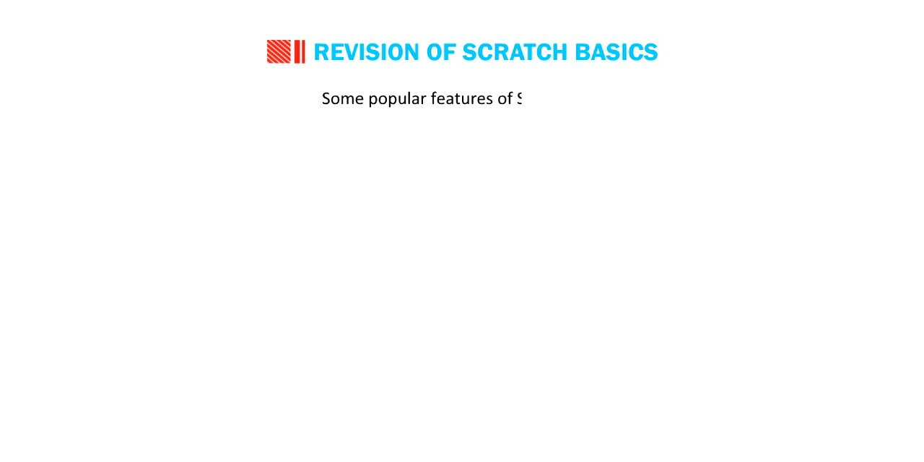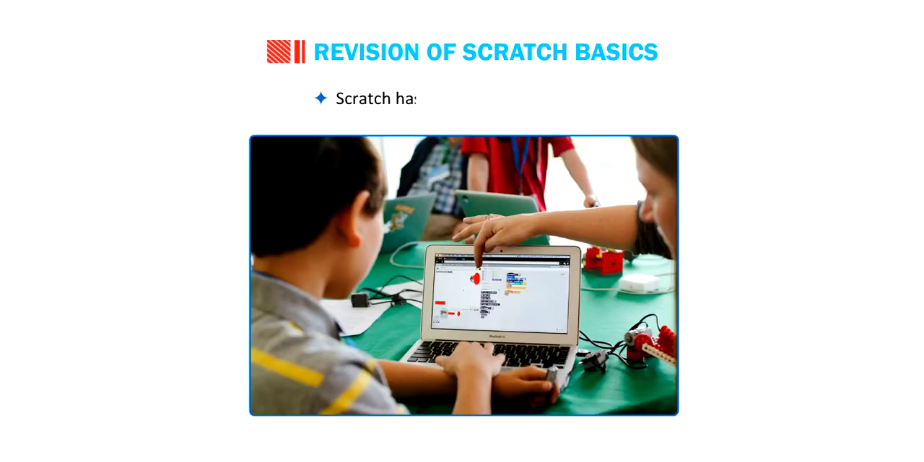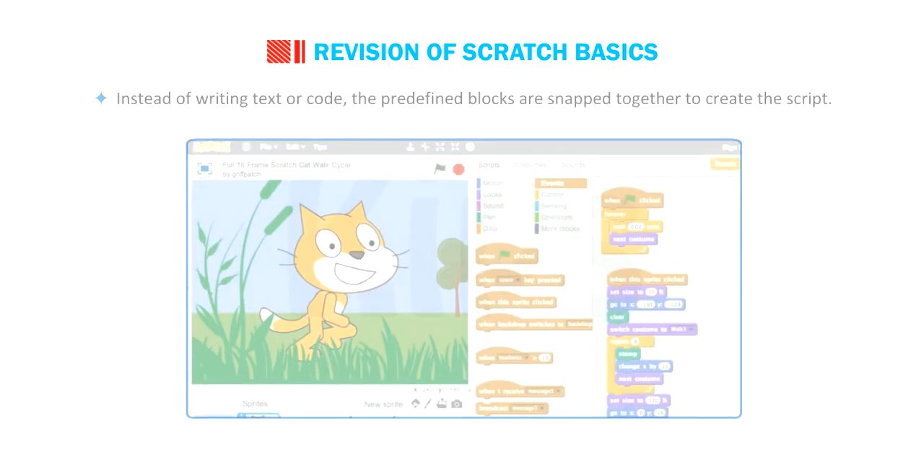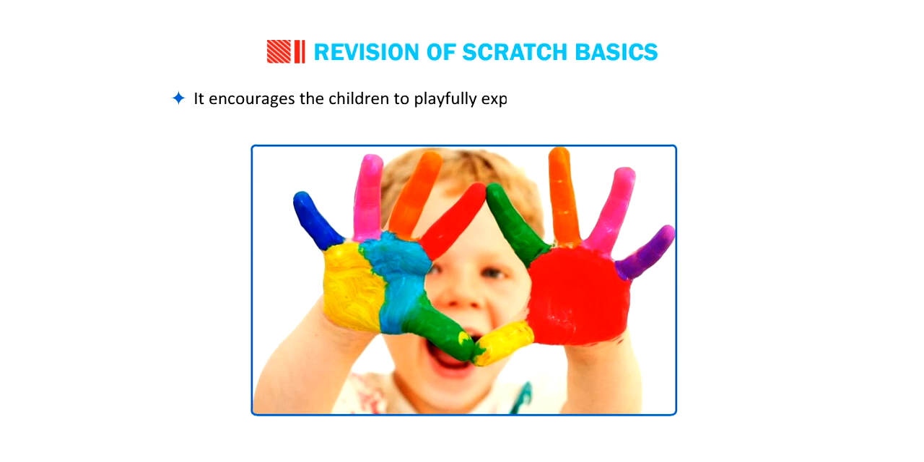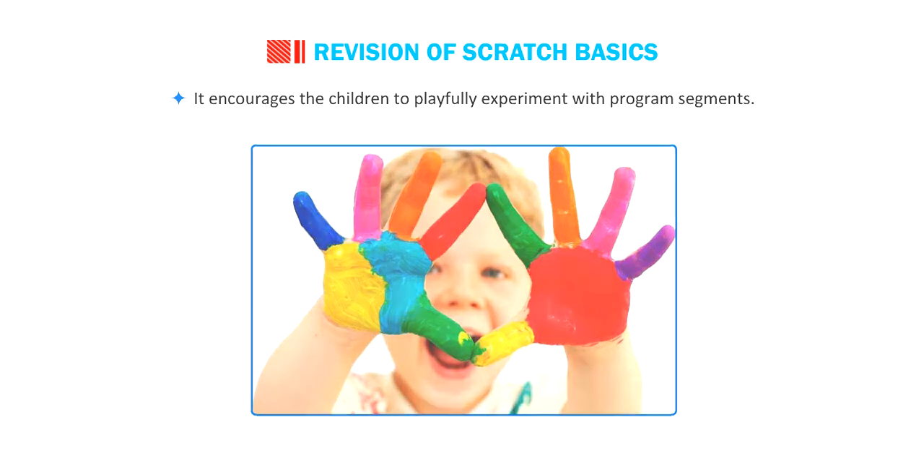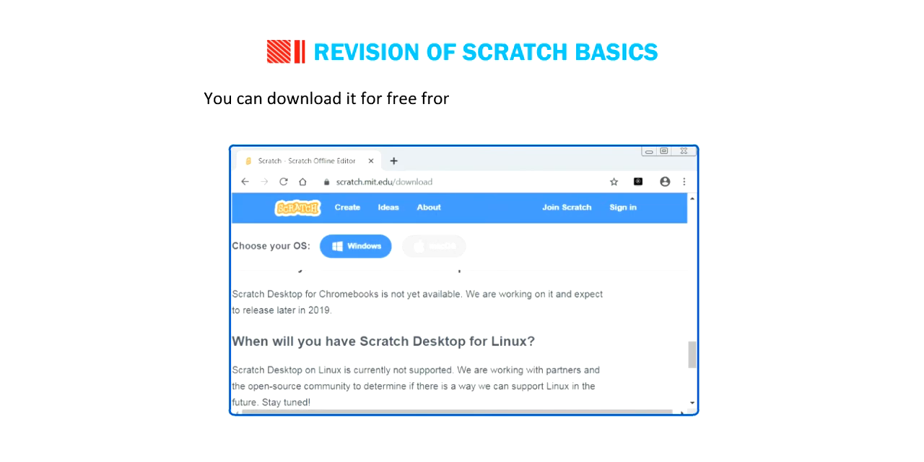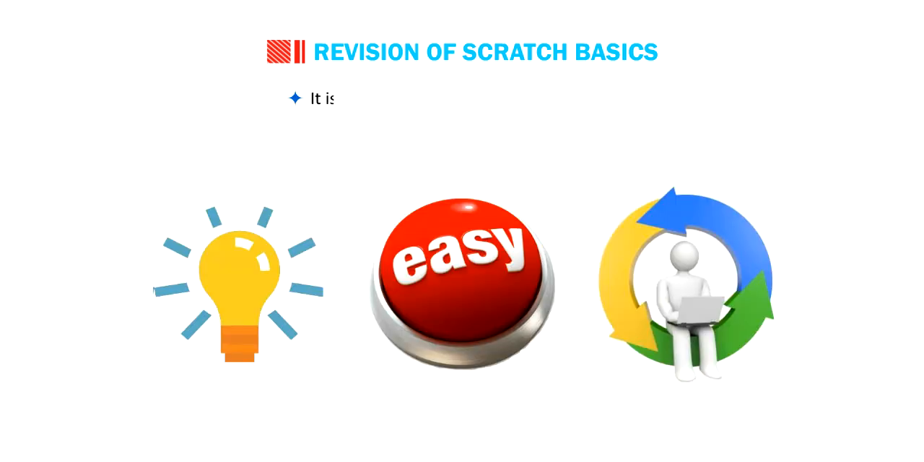Some popular features of Scratch are: Scratch has a graphical environment, hence it increases the students' interest in learning programming. Instead of writing text or code, the predefined blocks are snapped together to create the script. It encourages the children to playfully experiment with program segments. It is available free of cost. You can download it for free from https://scratch.mit.edu/download. It is simple to understand and easy to learn.